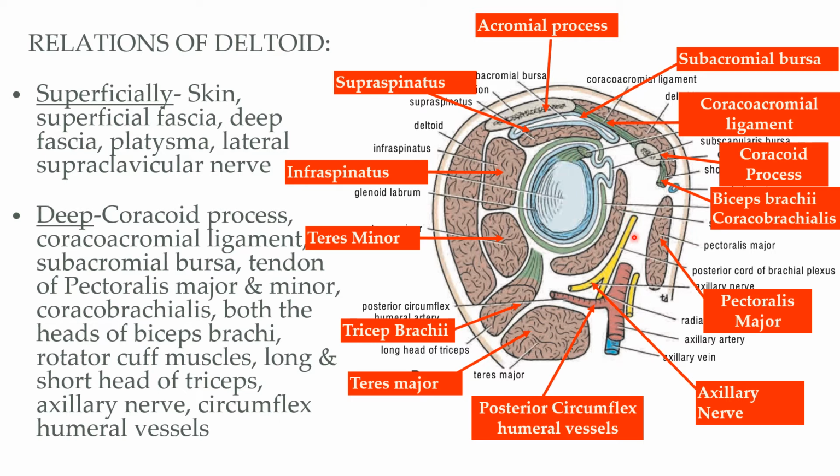Further, if we proceed deep to pectoralis major on the anterior side, further deeper, we have this muscle, the cut section of which is called subscapularis. If we proceed towards the superior side, this is supraspinatus, the cut section of supraspinatus muscle. Further posteriorly, if we go, this is infraspinatus. This is the cut section of teres minor muscle.